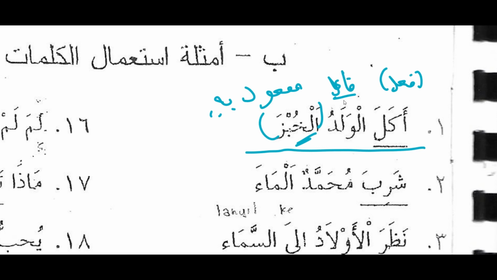So when the dhamma is prominent, that confirms a fa'il. Then after fa'il, definitely comes maf'ulun bihi. The ruling of maf'ulun bihi must be mansub. So that's why you see fathah, right? So this is one approach that we can understand from akala.